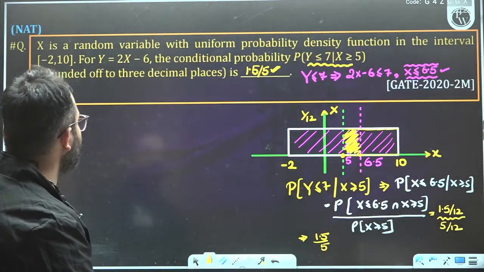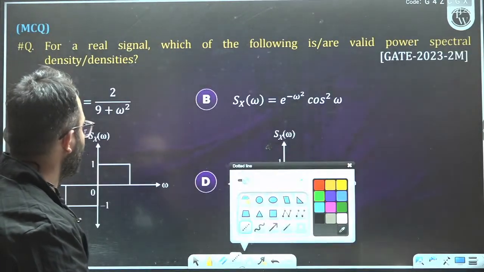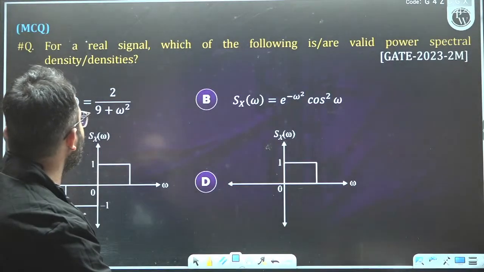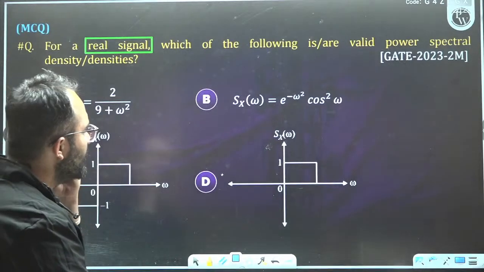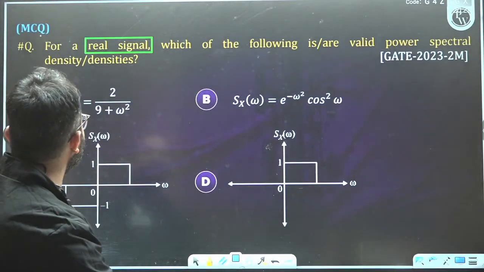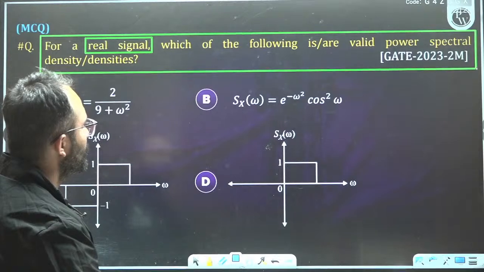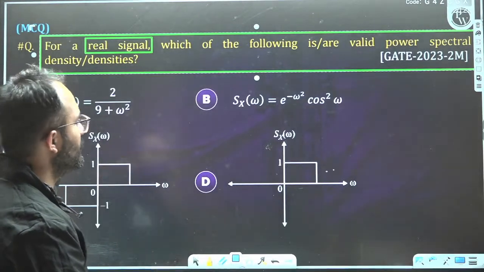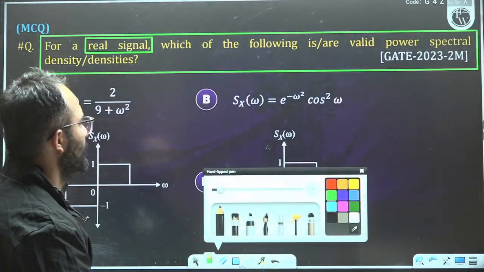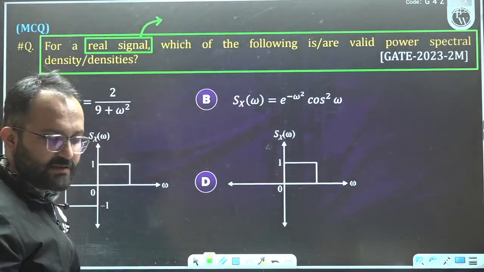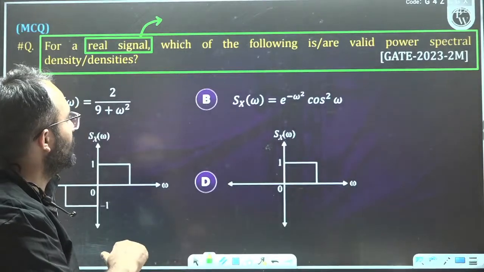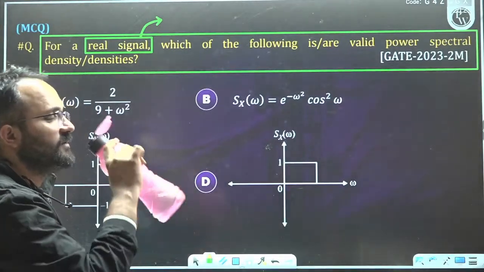Okay, let's move. Now, for a real signal, which of the following is or are valid power spectral densities? The 2-marker question of GATE 2020. It is a real signal. We want to find out which is a valid power spectral density.